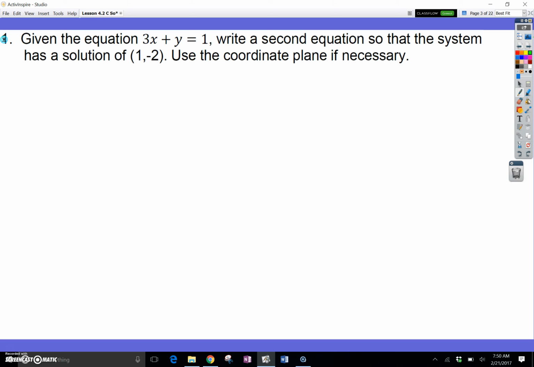It's a little different. It's actually one very similar to your test. Now it says, given the equation 3x plus y equals 1, write a second equation so that the system has a solution of 1 comma negative 2. So what it wants you to do is find, if I were to graph this line, so here's my first line, 3x plus y equals 1. It wants you to have another line where it intersects. So here's the first line. The second one, when you graph it, it's going to intersect at 1 comma negative 2.